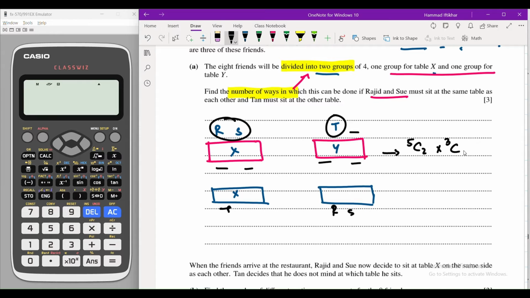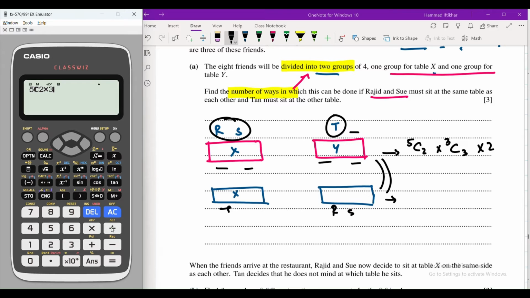So 3C3. This case will be identical, so we just need to times this by 2. These 2 cases are identical. So 5C2 times 3C3 times 2, we get 20.